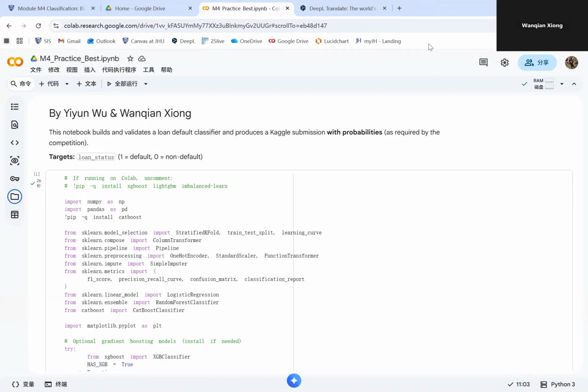Today, we will discuss the advanced feature engineering we applied, how we tackled class imbalance, the models we compared, and how we assess our model's fit using cross-validation and diagnostic curves.